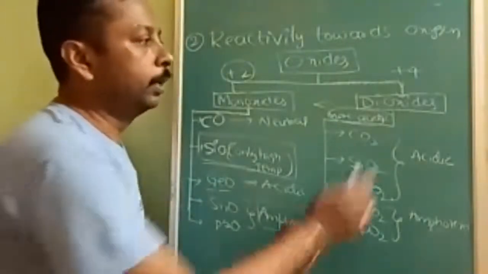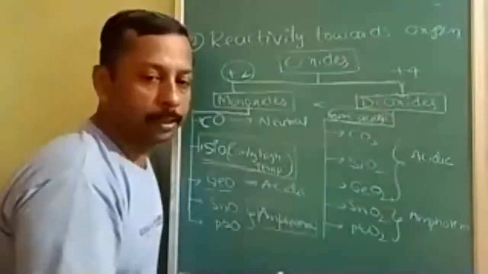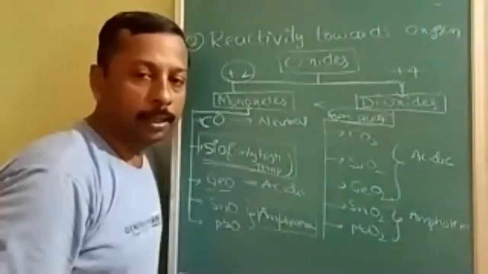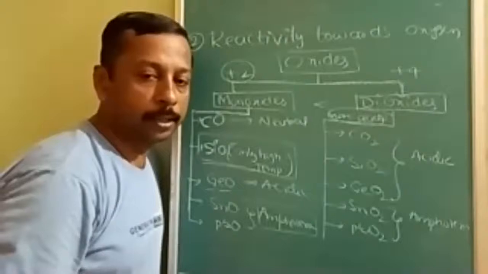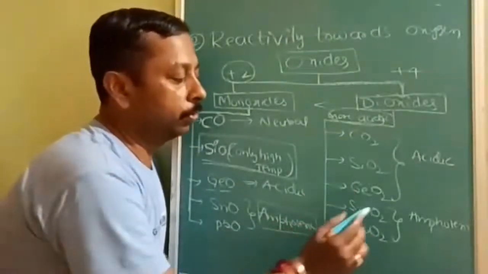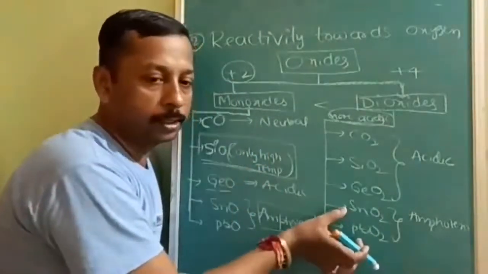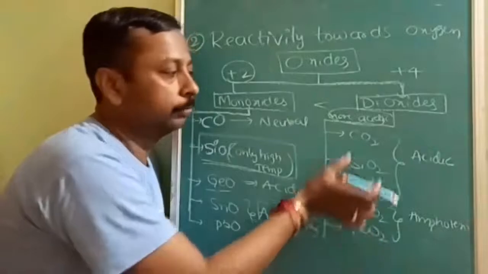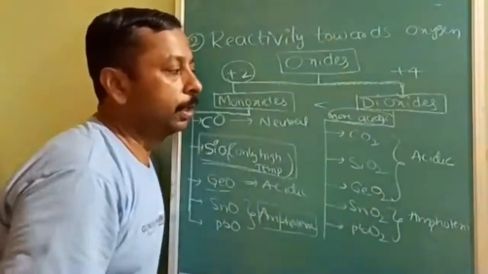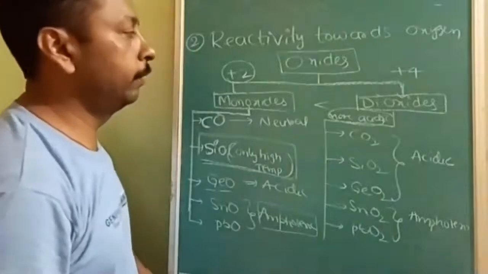Understood? Then the dioxides. Carbon dioxide is also a weak acid, because it is the anhydride of carbonic acid, H2CO3. Then SiO2, GeO2, SnO2, PbO2. The last two oxides are amphoteric in nature and the first three oxides are acidic in nature. You will find this information everywhere.